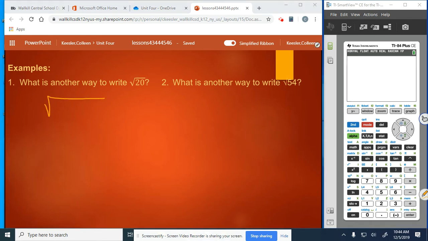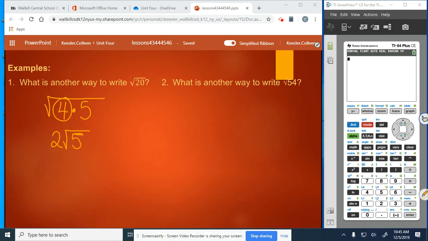So square root of 20 is equivalent to square root of 4 times 5. Then, since 4 is a perfect square, I can take its square root, and the square root of 4 is 2. So that comes outside the radical, and 5 becomes our new radicand. So 2 radical 5 is our answer.